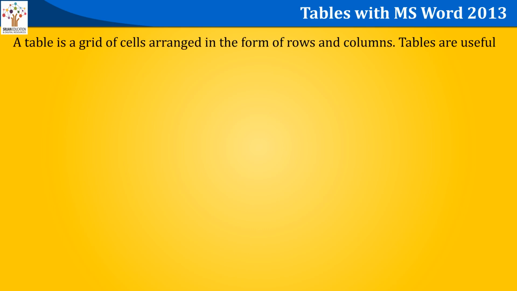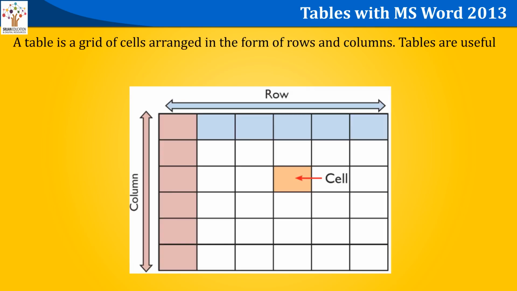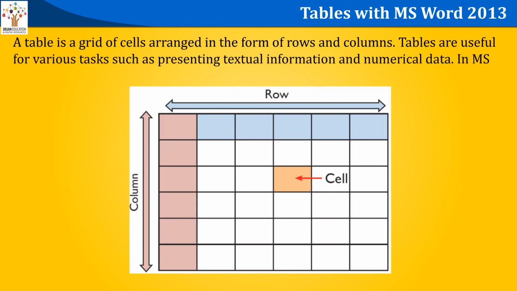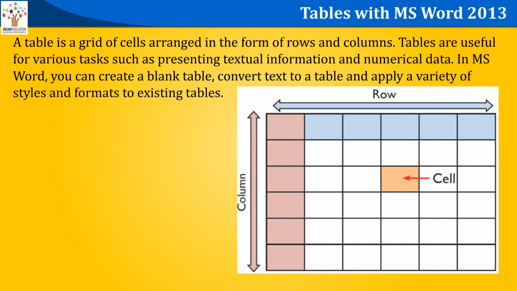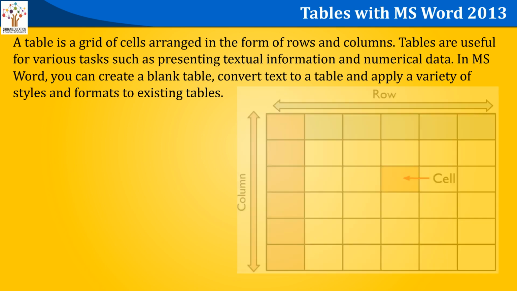A table is a grid of cells arranged in the form of rows and columns. Tables are useful for various tasks such as presenting textual information and numerical data. In MS Word, you can create a blank table, convert text to a table, and apply a variety of styles and formats to existing tables.